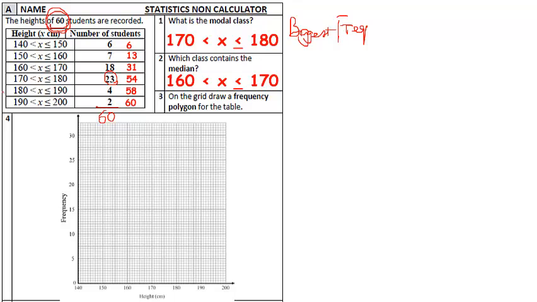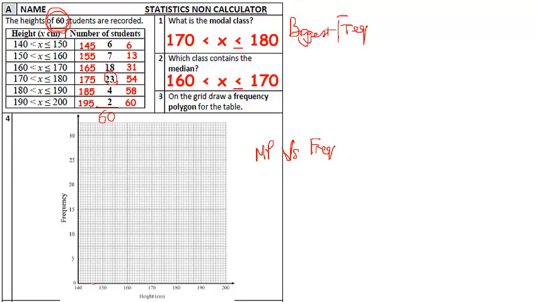On the grid, draw a frequency polygon. Can I ask you to make sure you write down that it's midpoint versus frequency. Okay, so midpoint versus frequency, that's what you're going to plot. And I'm going to write down the midpoints over here. 145, that's halfway between 140 and 150. 155, 165, 175, 185, 195. So I'm going to plot 145 against 7, and so on.